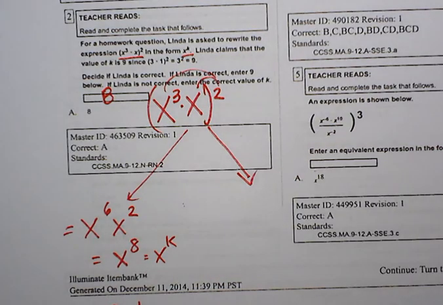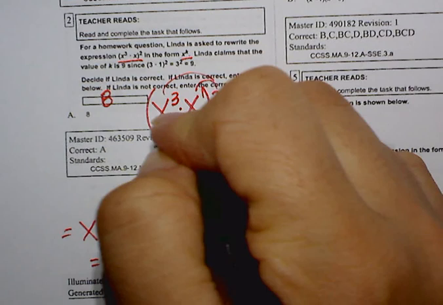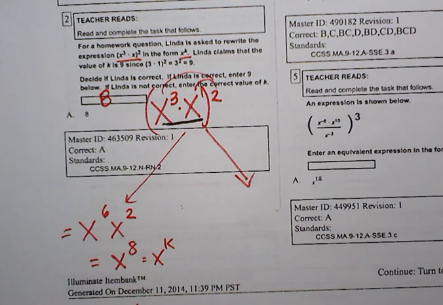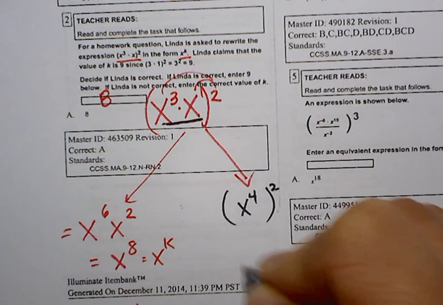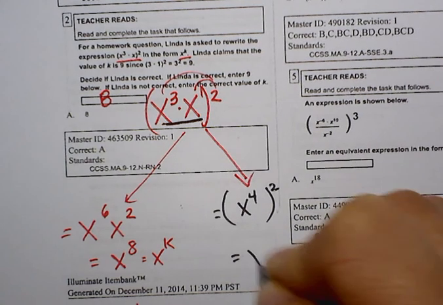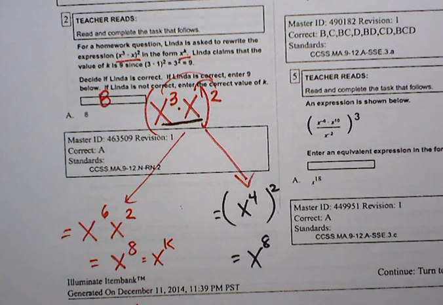Another way I could do it is I could have simplified the inside first. What's x to the 3rd times x? X to the 4th. And then when you square that, x to the 8th. So either way you cut the cookie, it crumbles. Just kidding. Alright, so that's number 2.